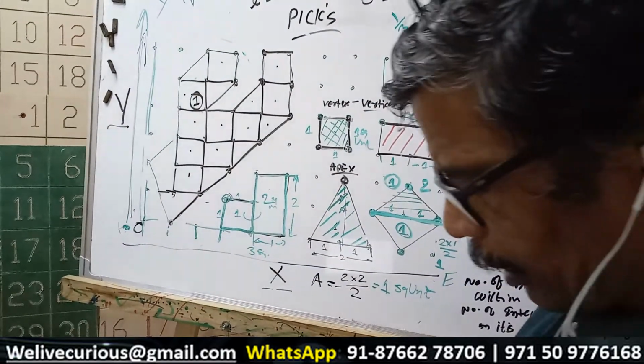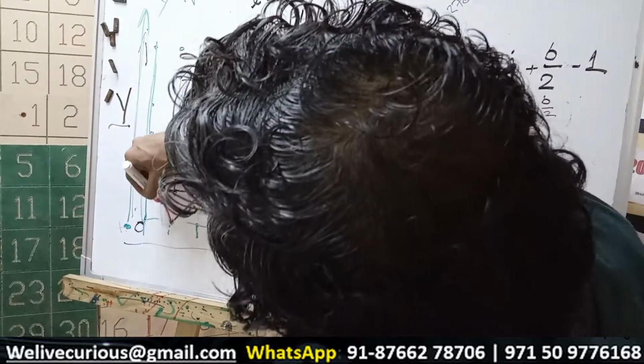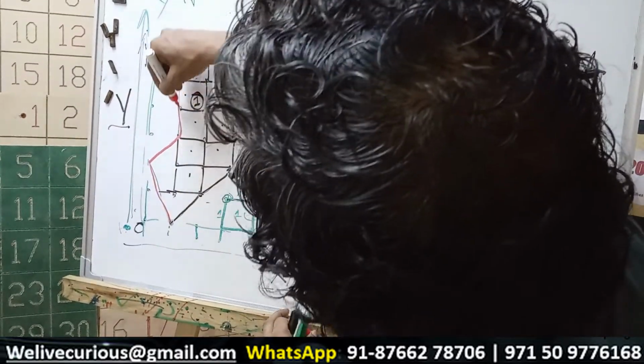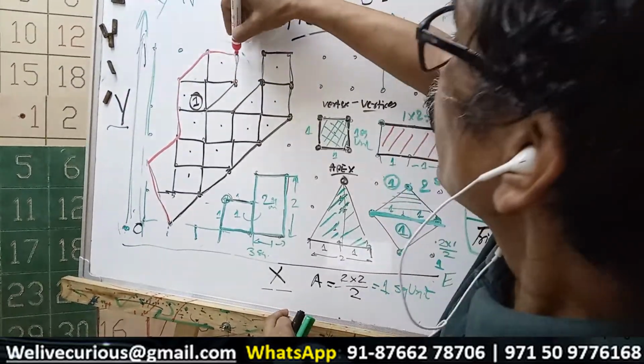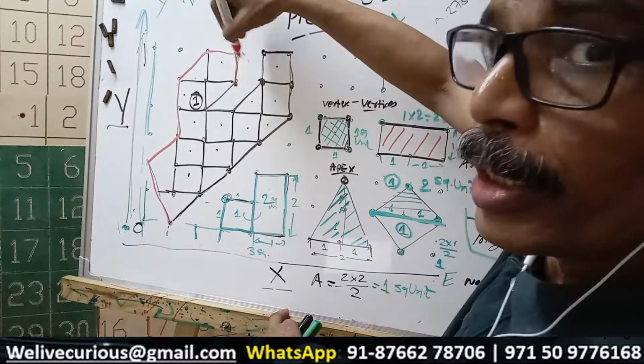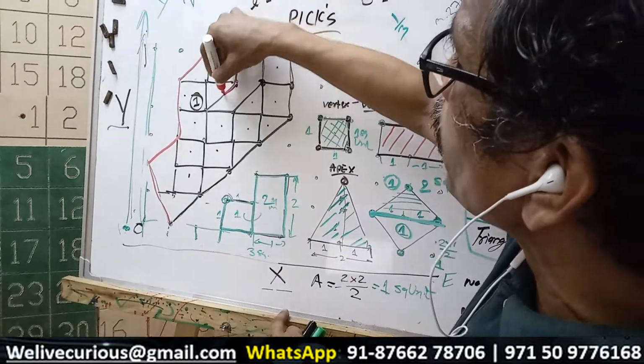Here it is, I have the pen, don't worry. See, this is the figure we are talking about. Now, this way it goes, this way it goes, this way it goes. See, it is not stopping midway. It is traveling up to this point.